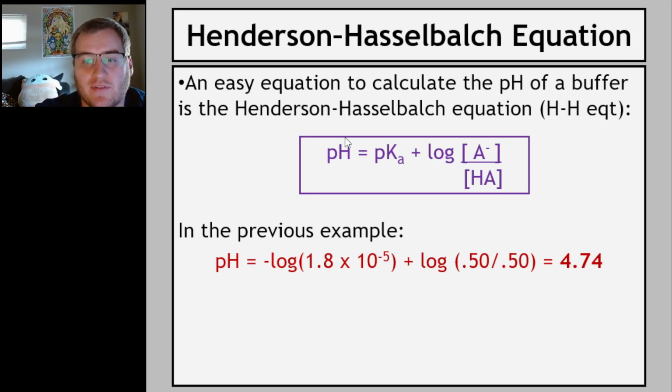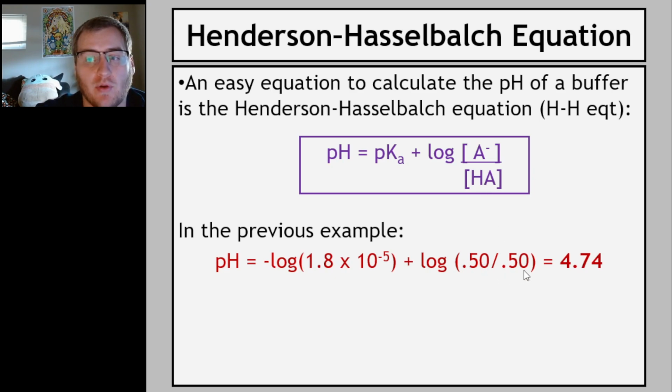This formula will save us a lot of time. Here are the numbers plugged in from the last example. So you can solve pH equals, the P in pKa stands for negative log, and here you plug in the Ka from that last example, 1.8 times 10 to the minus 5, plus the log. You're going to put in the concentration of your anion, the salt, the ion that you have in common, on top, divided by the concentration of your weak acid.